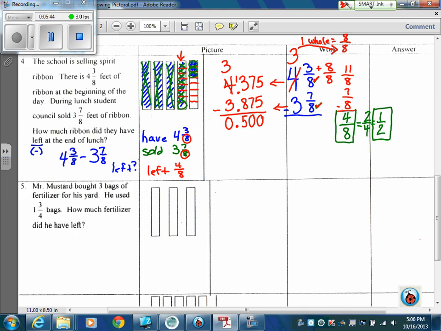Well, I know that 500 thousandths is equal to a half. They are the same. Usually we see this just as 5/10ths, but remember 5/10ths, 50 hundredths, 500 thousandths are all the same thing. So my answer, you can either say half or you can say 5/10ths feet of ribbon left.